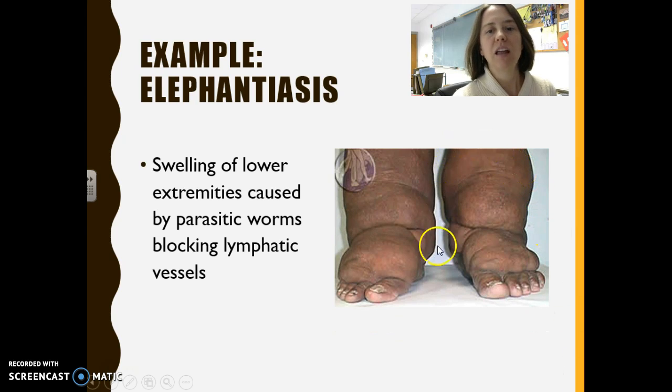As you can see, the legs are very enlarged due to tissue, just having lots of fluid in there. And there was a little parasitic worm that came in and is living in the lymphatic vessels and blocking them so that the fluid cannot return to the blood.